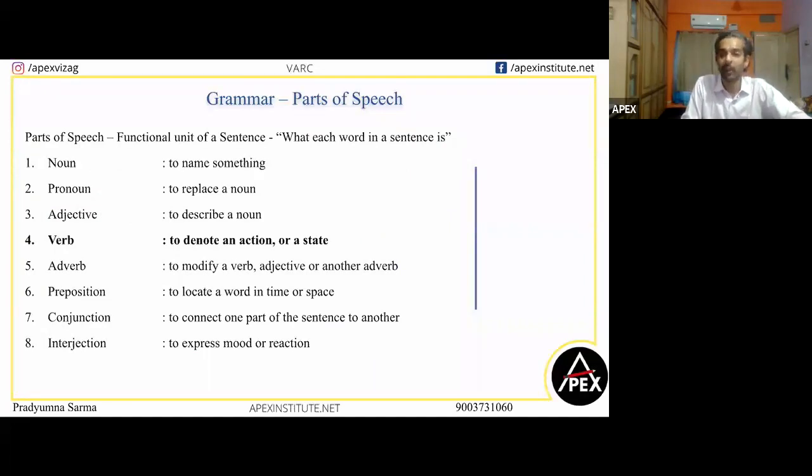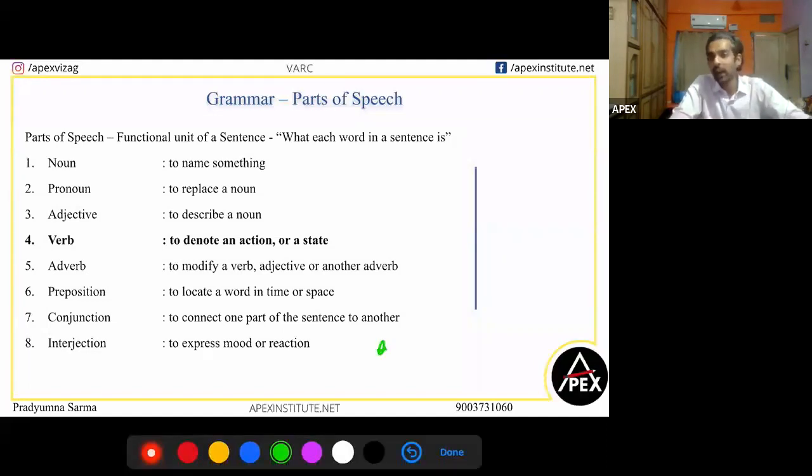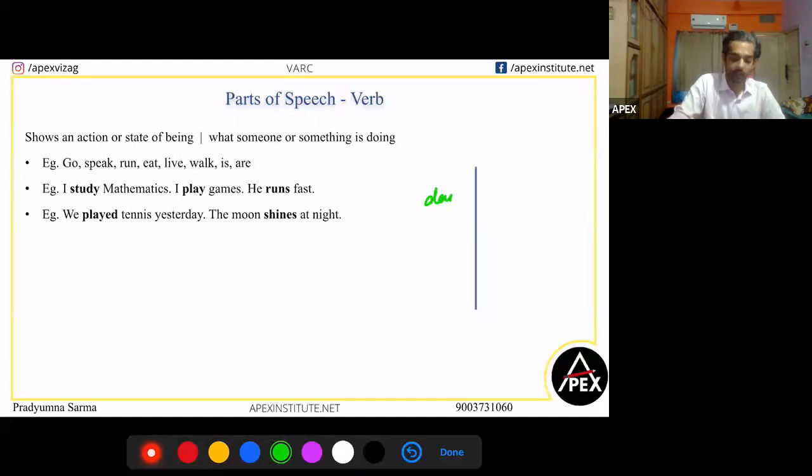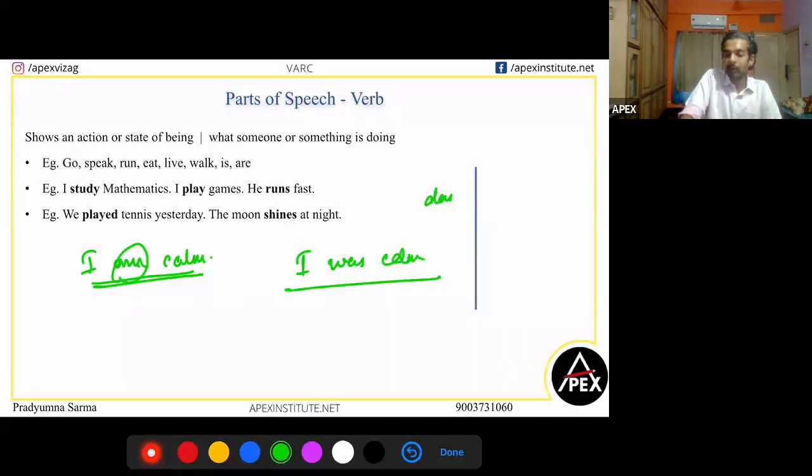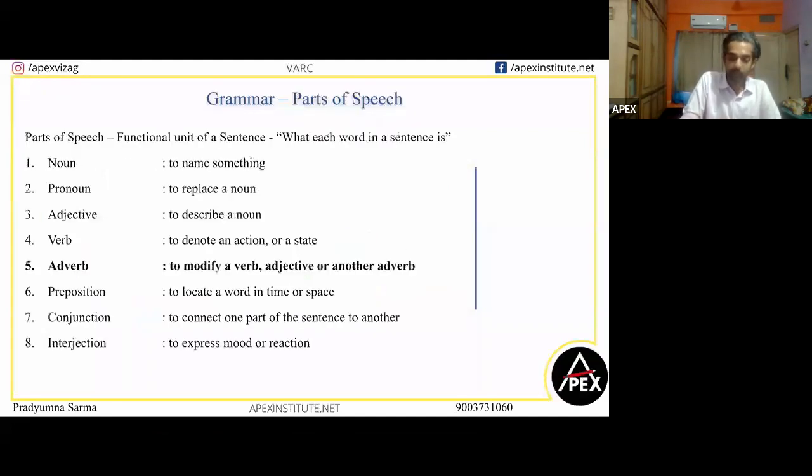Let's look at what verbs are. Verbs denote a state of action or an action itself. That means I can say I am running, I am dancing, or I study, or maybe I can say that I am calm. When I say I am calm, this is a state of action. I could also say I was calm, but sentence one is different from sentence two. Why? Because it's a different state of action. All right? Let's move forward.